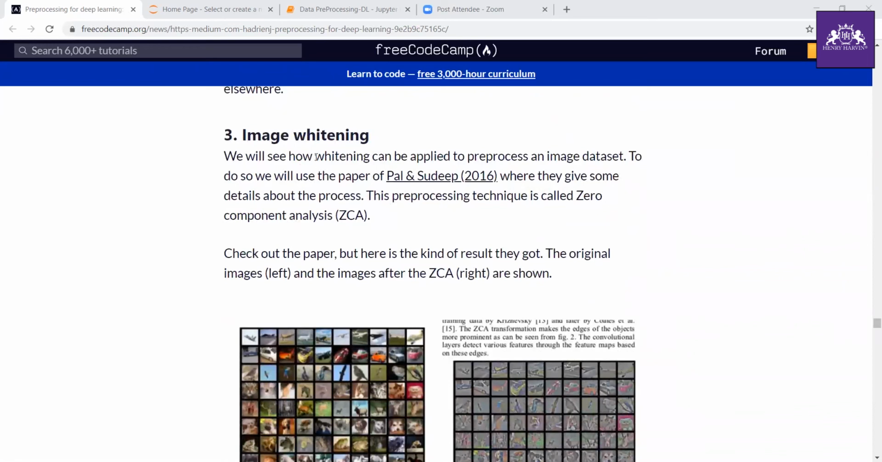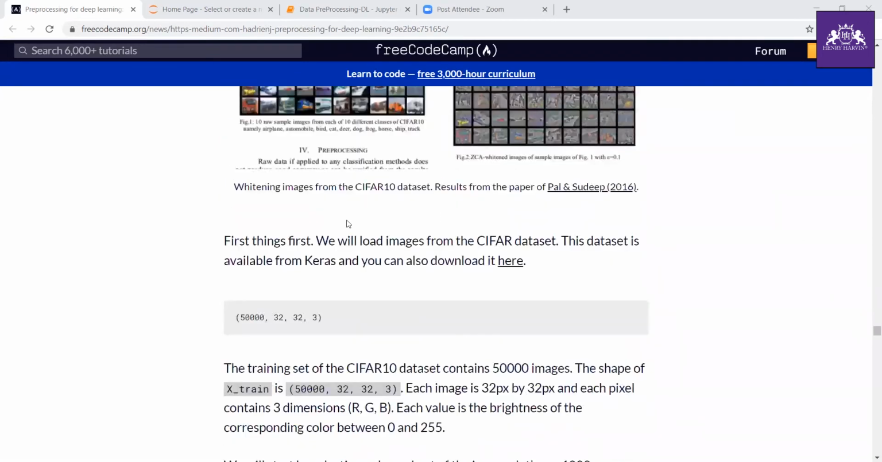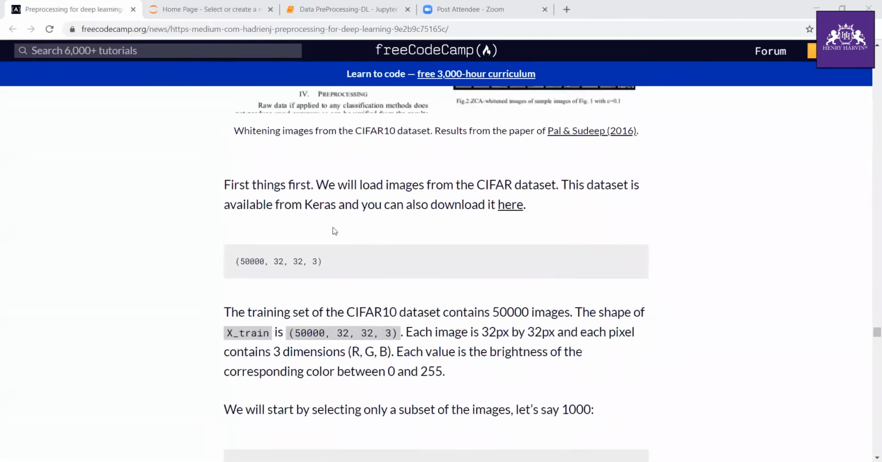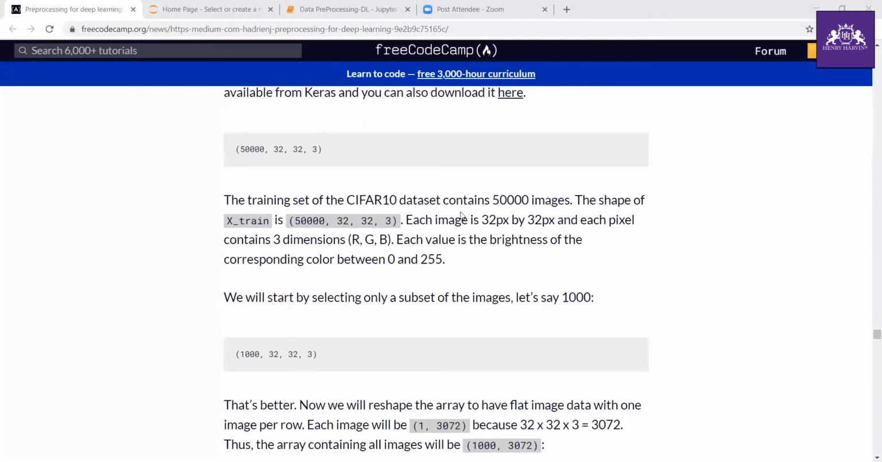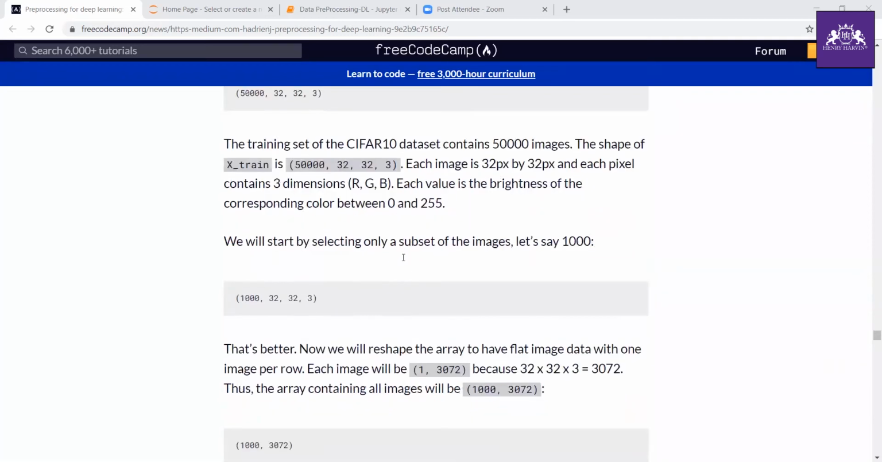In image whitening, we will see how whitening can be applied to pre-process an image data set. First, we have to load the images. The CIFAR-10 data set is taken, and it is available in Keras. It has around 50,000 images. The shape of the training data is 50,000, 32, 32, 3. The 32 and 32 correspond to pixels, and 3 stands for the color channels, red, green, and blue. Each value is the brightness of the corresponding color, between 0 and 255.